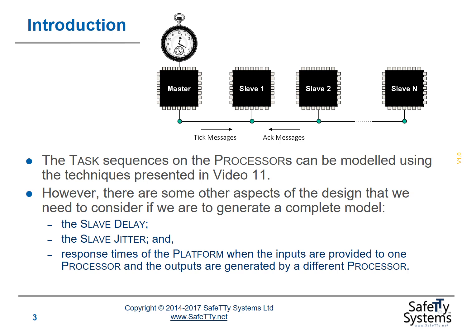The task sequences on processors in a shared clock design can be modelled using the techniques presented in video 11. However, there are some aspects of the design that we need to consider if we are to generate a more complete model. We need to consider the slave delay, we need to consider the slave jitter, and we need to consider the response times of the platform when the inputs are provided to one processor and the outputs are generated by a different processor. We're going to consider all of these matters in the present video.